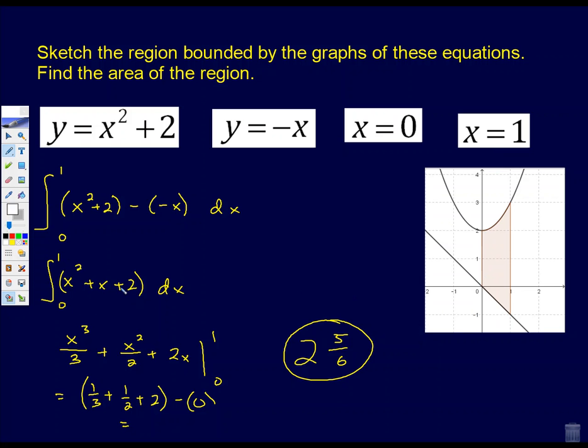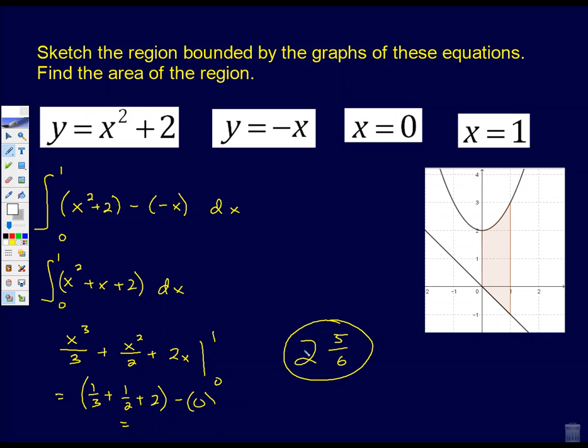We're going to go ahead and solve this one completely by hand. So the antiderivative of our integrand is x cubed over 3 plus x squared over 2 plus 2x, from 0 to 1. And now plugging in 1 first, that's going to give us 1/3 plus 1/2 plus 2. Plugging in 0 is going to give us all zeros. So what's left to do is add up these three numbers. And 2 plus 1/2 plus 1/3 gives us 2 5/6.